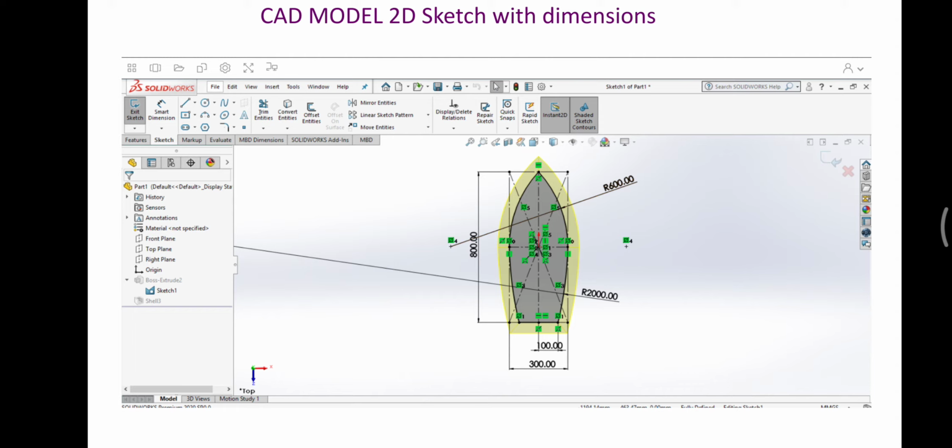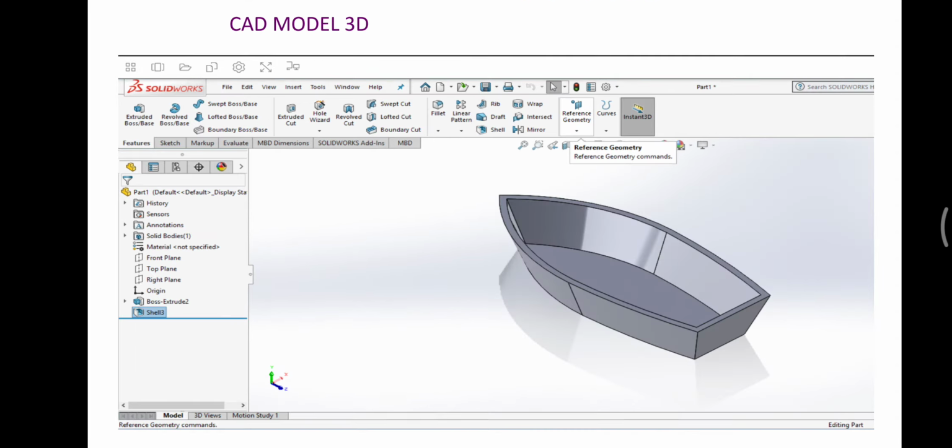I'll show you the 3D model. This is the 3D model, the final model. It has a thickness of 2 centimeters. The upper part will be covered with an airtight plywood, and also the inner coating will be given by polystyrene foam. I will explain it below.